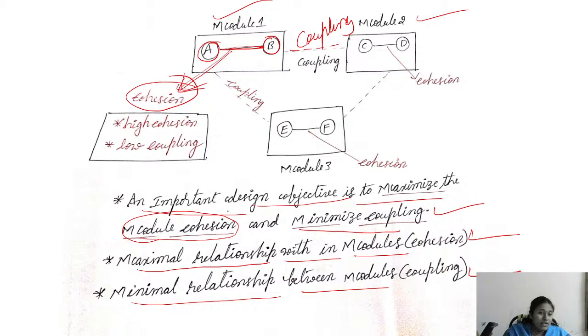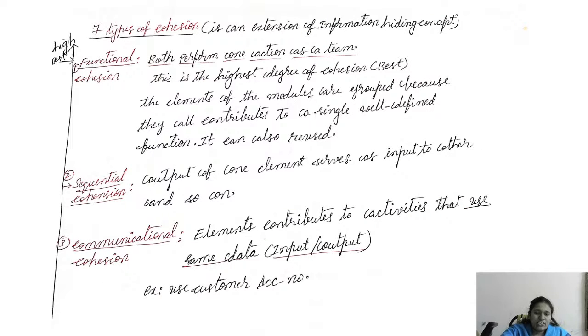Yeah, that is what we have to focus on. This is not a definition. In cohesion, we have to focus on maximal relationship within modules. In coupling, we have to focus on minimal relationship between modules. Okay. There are different types of cohesion and different types of coupling also. Last time also a question came on coupling. It is most important.